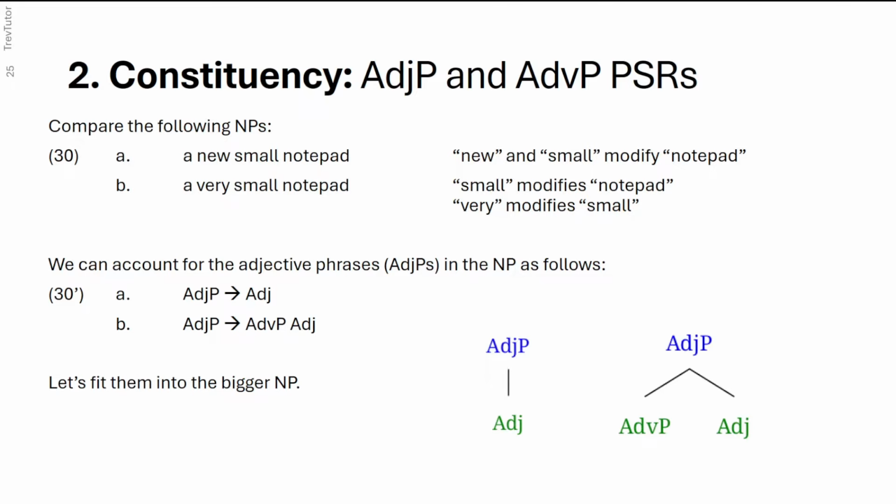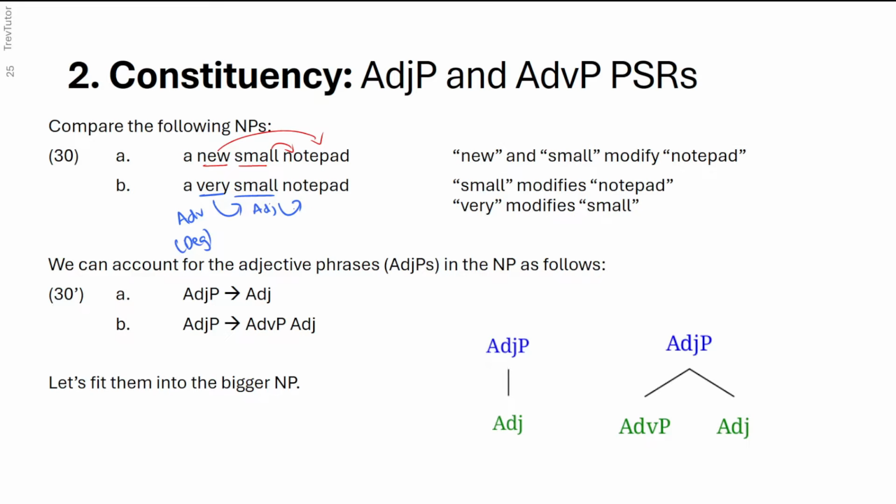Now, adjective phrases and adverb phrases work pretty similarly. So we can compare two sentences or two phrases, a new small notepad and a very small notepad. Now, in the case of a new small notepad, each of these are describing notepad, and we can switch them around. So a small new notepad would be fine too. But in the case of a very small notepad, very is modifying small. So small is an adjective, and very is a special type of adverb called a degree word, or a qualifier in some cases, where it's not modifying notepad directly, it's modifying small. And then very small as a group is modifying notepad.